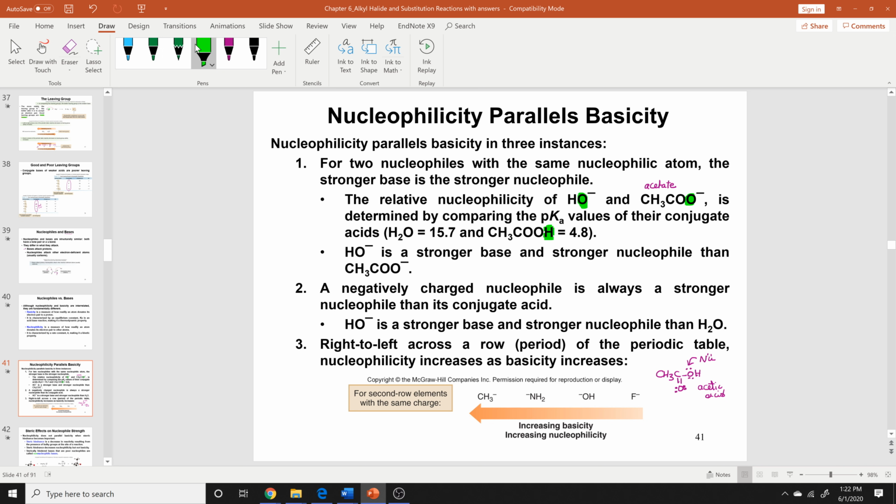Another rule is negative charge nucleophiles are always stronger. They are always stronger nucleophiles, stronger bases than their conjugate acids. So if you have a nucleophile that is negative, and a nucleophile that is neutral, see, both of them share oxygens in there. So you need to share the electronegative element. So both of them are sharing oxygens, so you go with the charge. The nucleophile that has a negative charge is the strongest, and the nucleophile that is neutral is going to be the weakest.